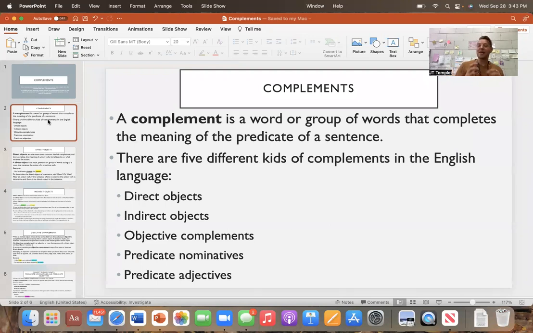And notice the spelling. It's not compliment as in a well wish or a positive word to somebody, but rather think of a complement as something added on. It is a word or group of words that completes the meaning of the predicate of a sentence. So a complement is always in the predicate. And there are five different kinds of complements in our language. We have direct objects, indirect objects, objective complements, predicate nominatives, and predicate adjectives.